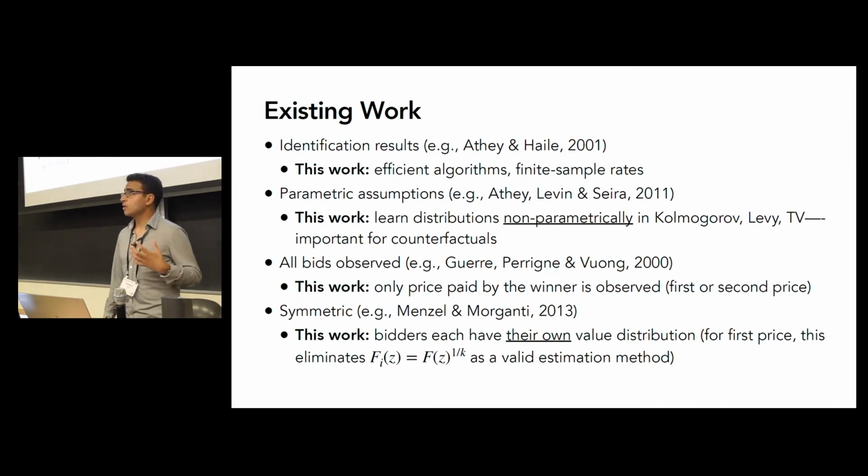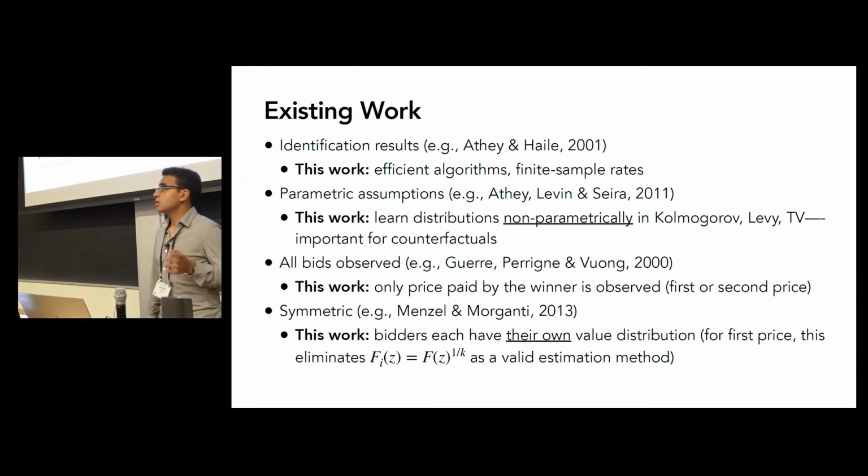Maybe most related is if we're willing to assume that all bidders actually have the same value distributions for the item, then there's this algorithm from Menzel and Morganti that allows us to recover what that value distribution is. But in the specific cases we consider, first and second price auctions, this simplifies matters a lot.